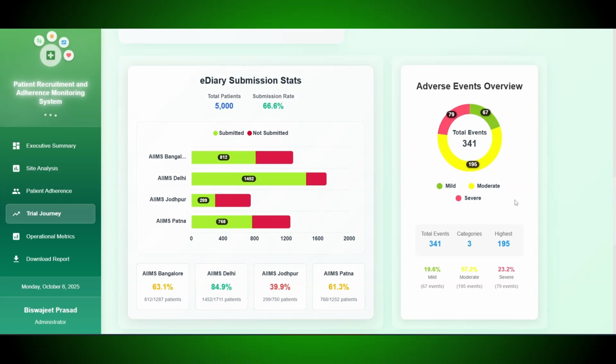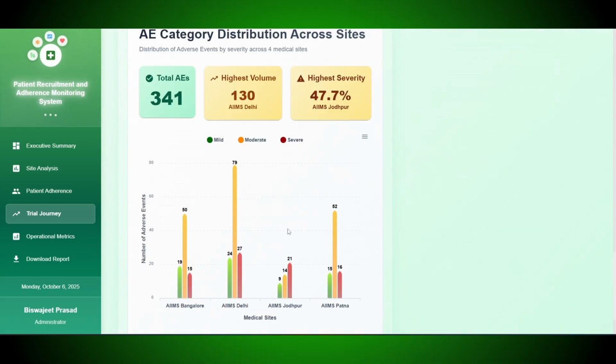Finally, this donut chart represents the adverse events overview after medication, with a total of 341 AE reported across all the sites. Among them, 19.6% are mild like rashes, 57.2% were moderate like headaches, nausea, and vomiting, and 23.2% are severe like fatigue. Below that, we can also see the AE category distribution across all the sites, which shows Delhi recorded the highest AE counts, along with the breakdown of severity at each site.